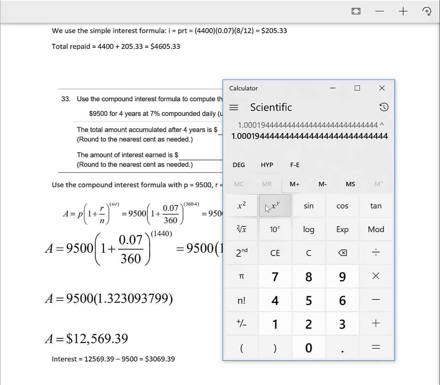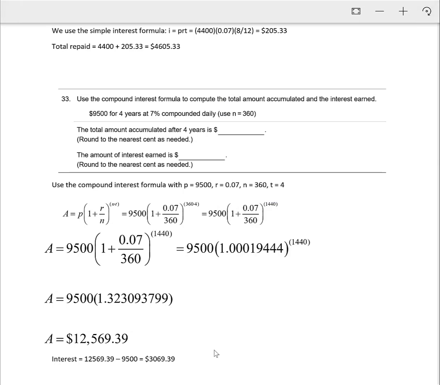And then I'm going to raise it to my exponent, which is 1440. And then lastly, I'm going to multiply by the amount that was invested, which was $9,500. And so the accumulated amount is going to be $12,569.39. And then in order to find the interest, I need to subtract off the amount that was invested. So the interest is the difference. And you see down there, it's $3,069.39.